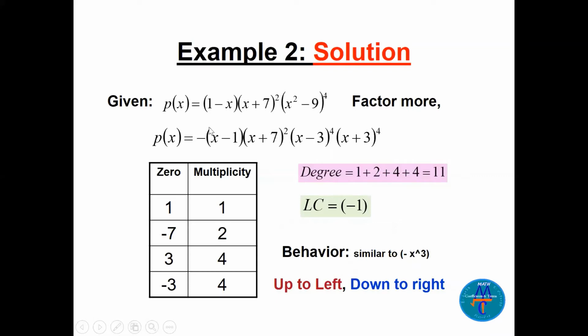The leading coefficient here is minus 1. I can take a common factor here to make it (x − 1). So all these coefficients of the x's are positive, and there is a minus 1 there. So the behavior is similar to minus x cubed: up to the left and then down to the right.